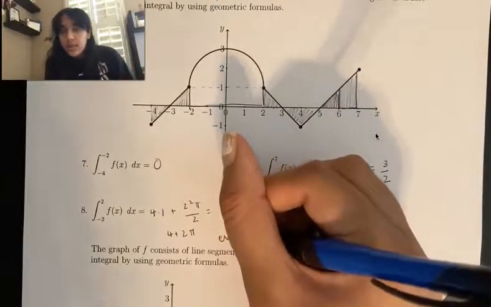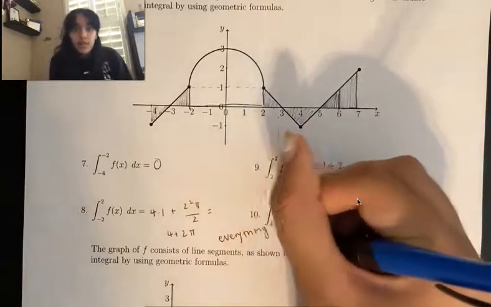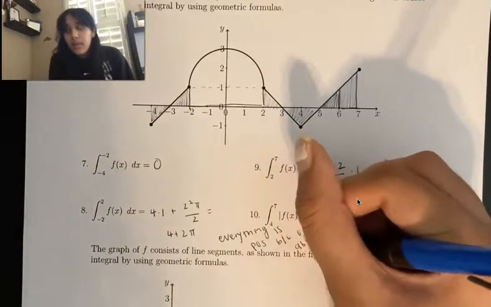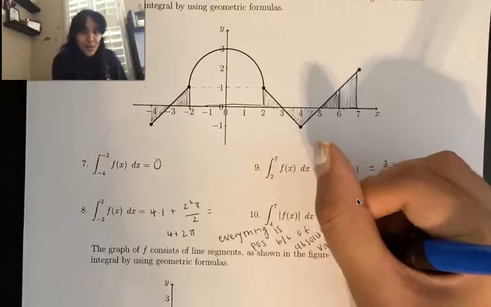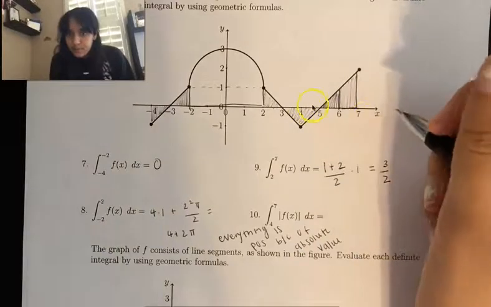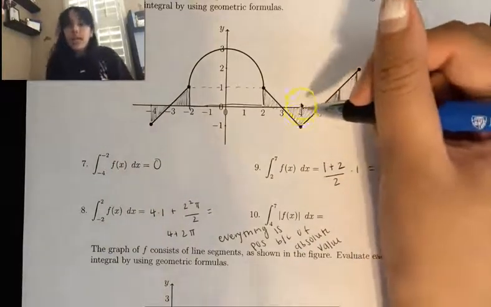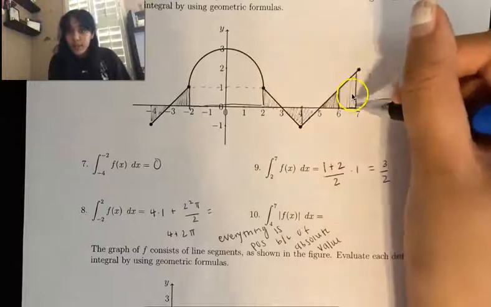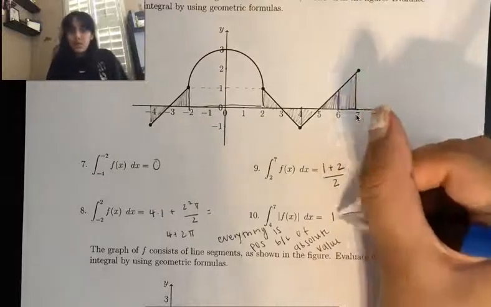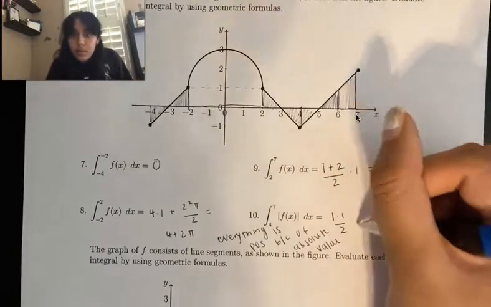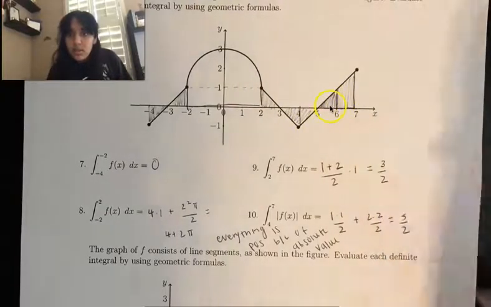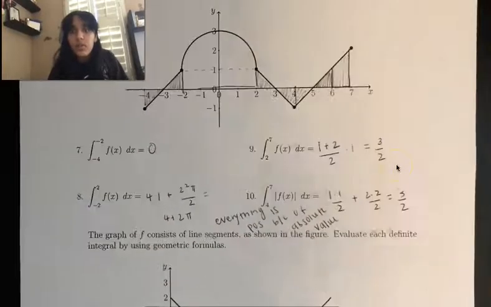Now for your next one, it's an absolute value function, so everything is going to be positive. There's no negative values here. So we're just going to look from 4 to 7. And so it's a little triangle and then this big triangle. Your little triangle is going to be 1 times 1 over 2 plus 2 times 2 over 2 equals 5 over 2.